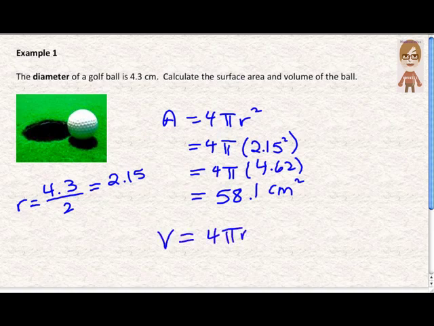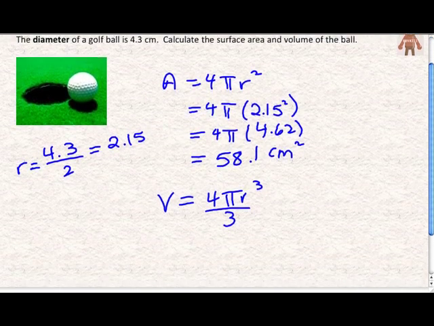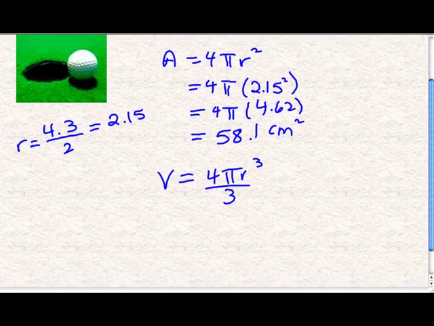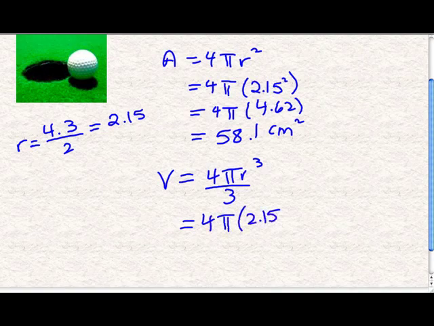4 pi r cubed divided by 3 is our volume formula. After we have the formula, we're able to just go ahead and sub in our radius again, which is helpful that we've already figured out what the radius is. The radius is 2.15. That's all we need. So 4 times pi times 2.15 cubed, divided by 3.